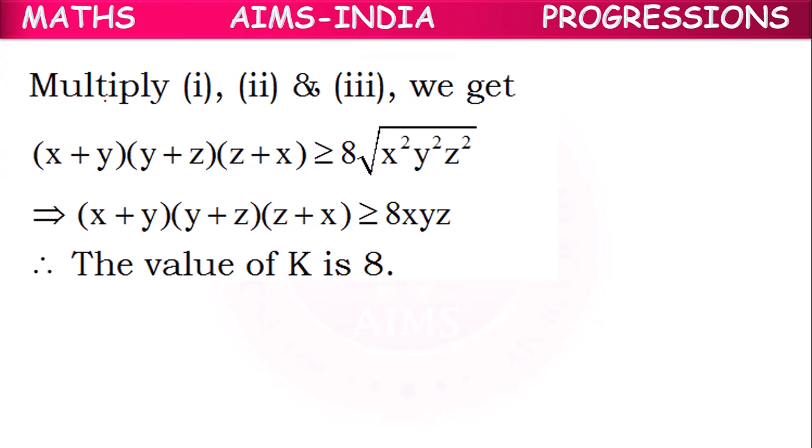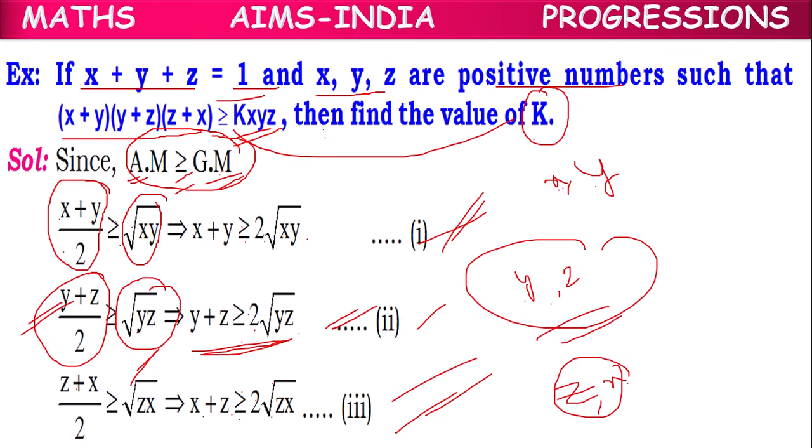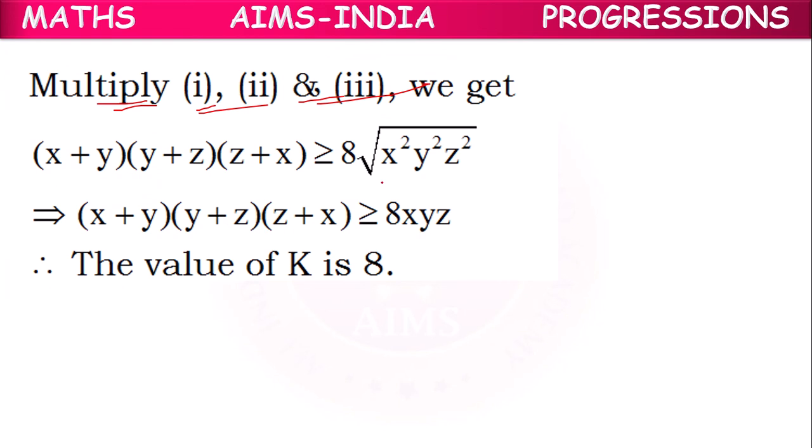And if you multiply these three equations, (x plus y) into (y plus z) into (x plus z) is greater than or equal to 2 into 2 into 2, 8, root of xy into root of yz into root of zx. It will become root of x square, y square, z square. So (x plus y) into (y plus z) into (z plus x) is greater than or equal to, this can be written as root of (xyz) whole square. Square root cancels, 8xyz will remain.